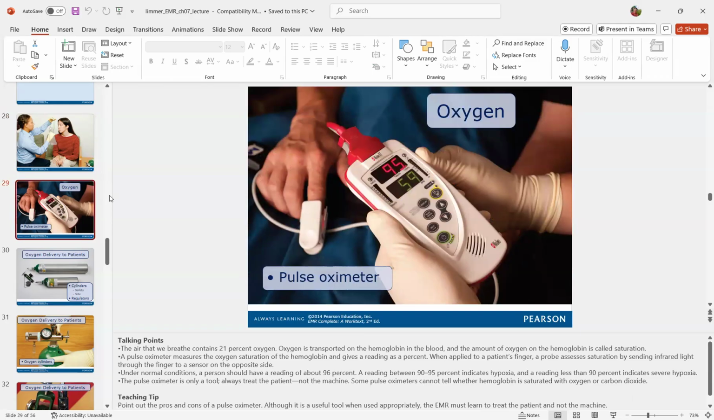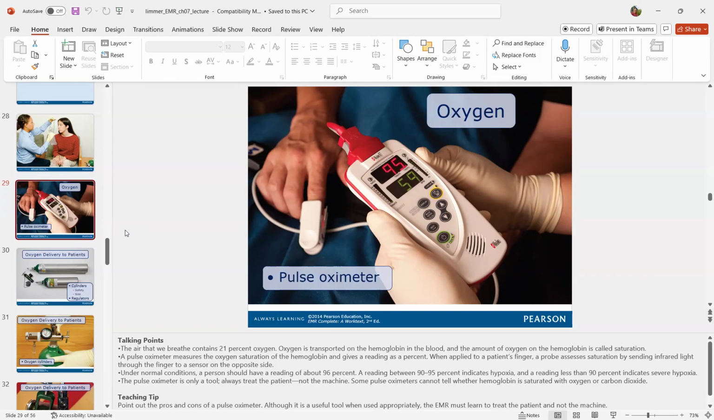The air that we breathe contains about 21% oxygen. Oxygen that we breathe in is transported on our hemoglobin in the blood, and the amount of oxygen on the hemoglobin is called our saturation. This is why it's called a pulse ox or a pulse sat. The pulse oximeter measures the oxygen saturation of the hemoglobin and gives us a reading as a percent up to 100%. When it's applied to a patient's finger, like in the picture, a probe assesses the saturation by sending infrared light through the finger to the sensor on the opposite side.